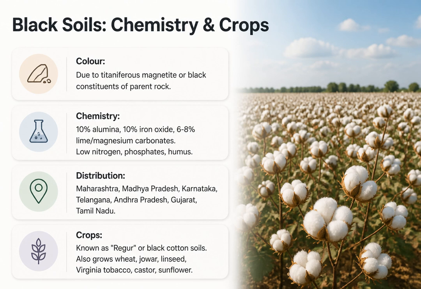Chemically, these soils comprise about 10% alumina, 10% iron oxide, and adequate lime and magnesium, though they are low in nitrogen and humus. Distributed across Maharashtra, Madhya Pradesh, Gujarat, and parts of the south, these are famously known as black cotton soils, or regur, because they are exceptionally suited for growing cotton, along with wheat, jowar, and tobacco.